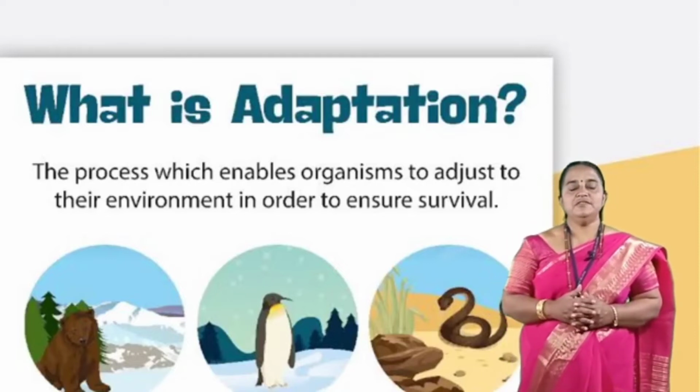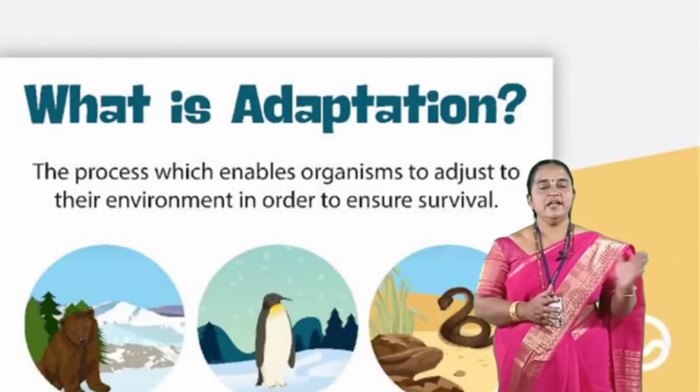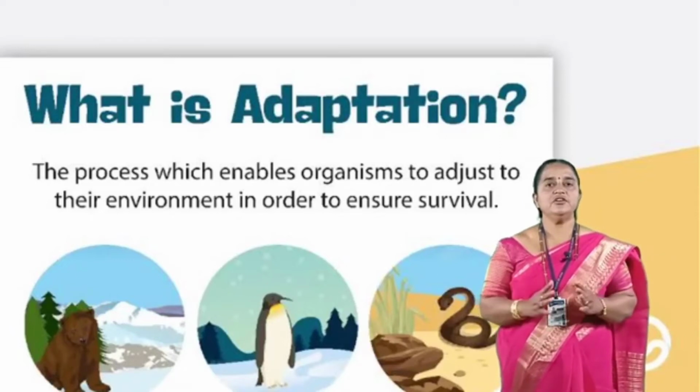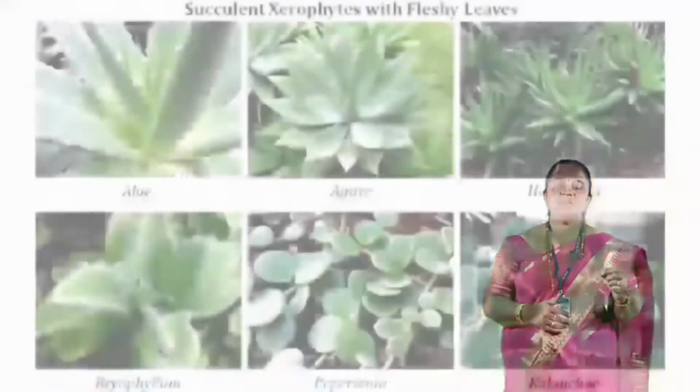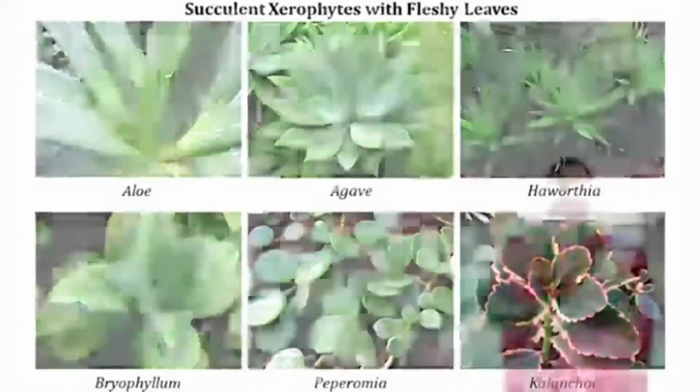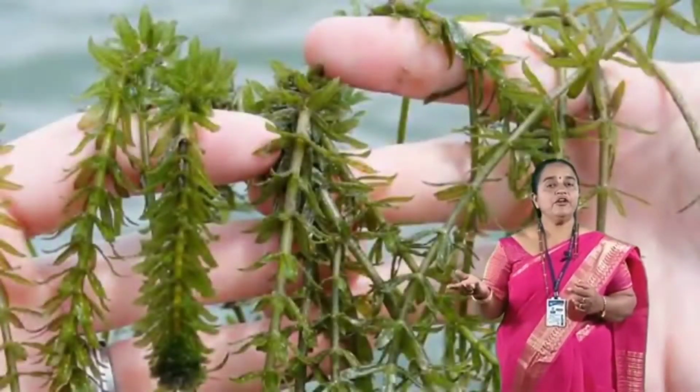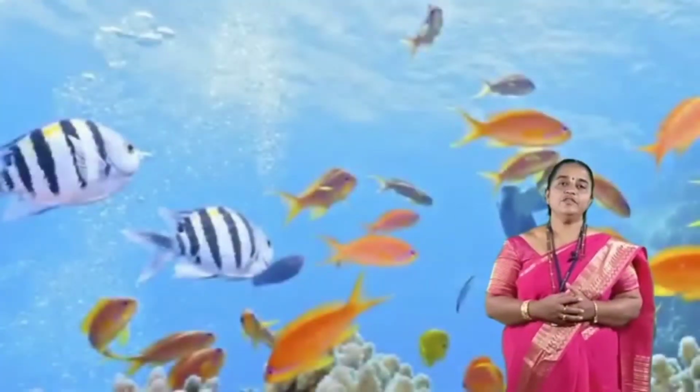Now, the adaptations observed in xeric conditions and hydric conditions are totally different. If we take the plants, we call them xerophytes and animals we call xerocoles. In case of hydric condition, plants we call hydrophytes, animals we call hydrocoles.